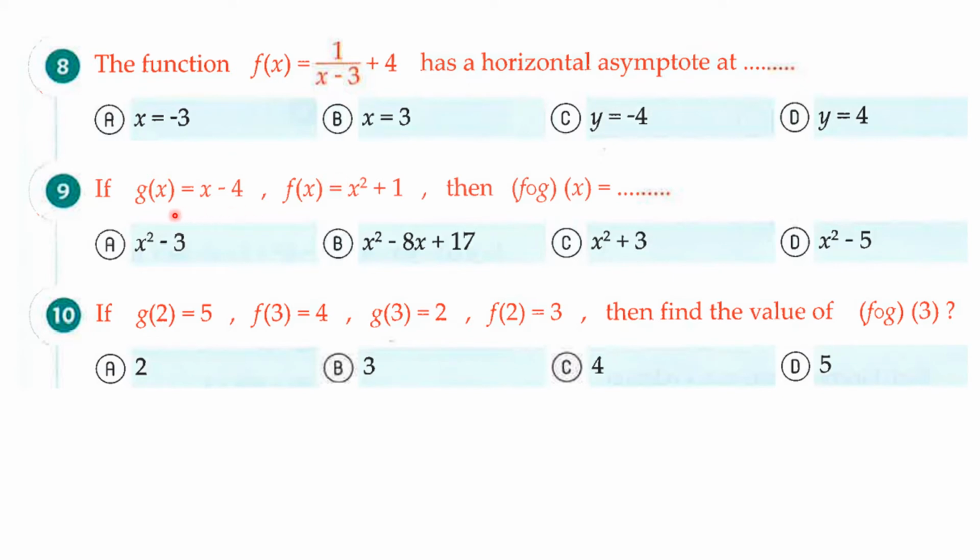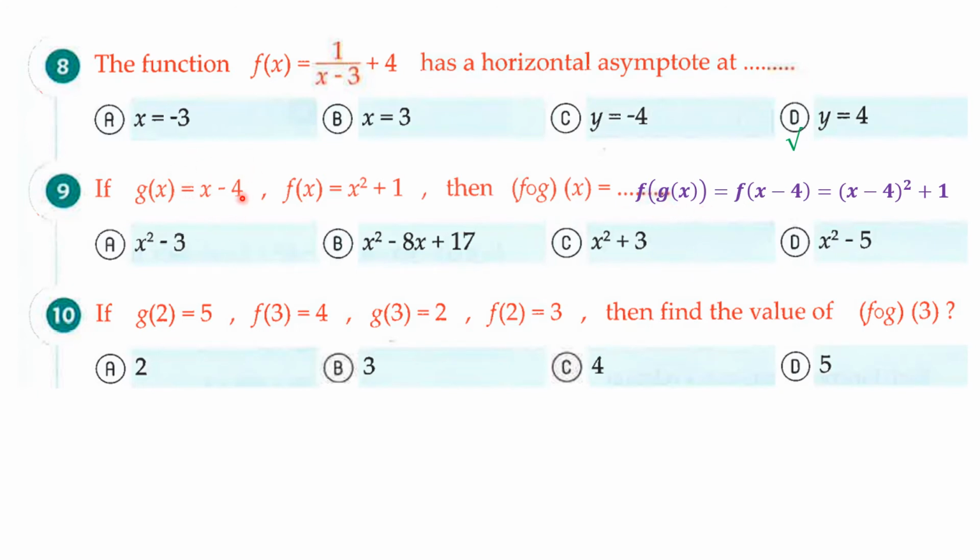Number 9 says, if g of x equals x minus 4, and here is f of x, then f o g, remember, what does f o g mean? f o g means f of g of x equals what? So, f of g of x equals, what is g of x?